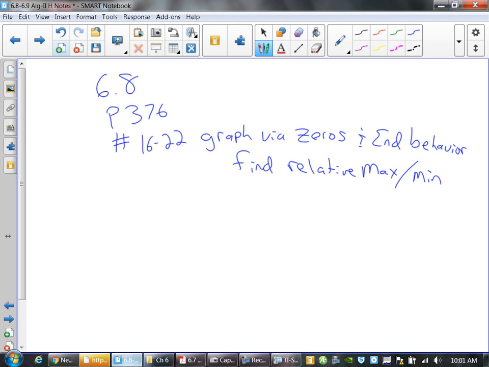Graph via. I've always wondered what via means. What's the definition of via? Via graph by doing this. Basically, it's the same thing we just did. Graph via the zeros and end behavior, find those relative max and mins.